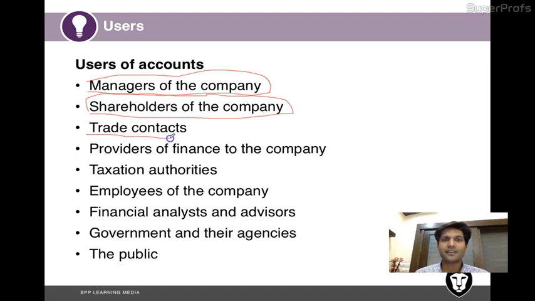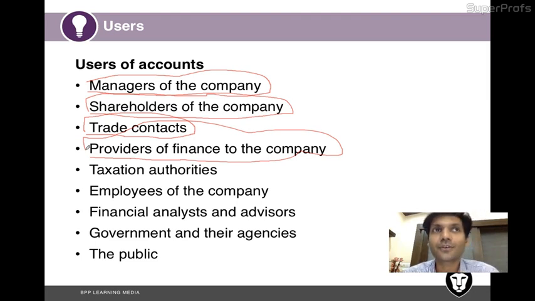Okay. Then we have trade contacts. So who are they basically? They could be your suppliers who supply various types of services or materials to the company. The next part is provider of finance to the company. So who are they? They're basically those people who provide money to the company. So this could be company creditors, like banks, who supply the capital to the company.